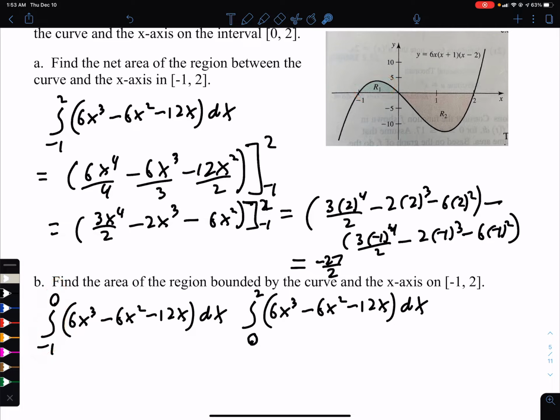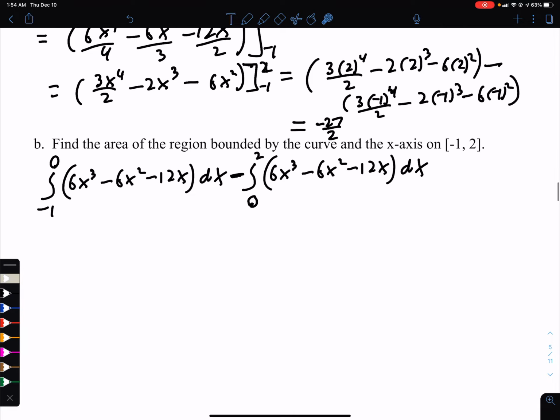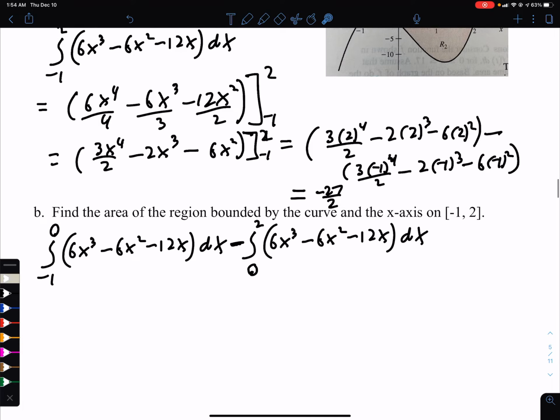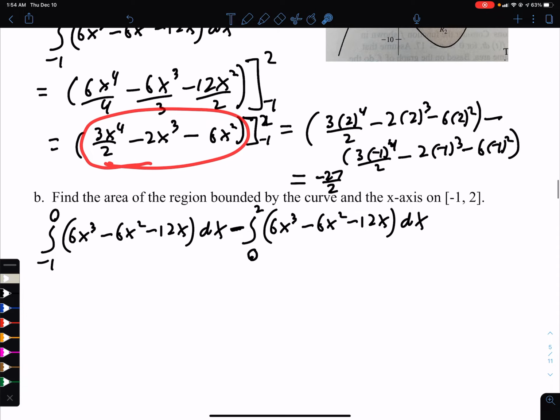And then this part's going to be negative, right? So 0 to 2 is going to be negative. But to make a negative positive, I'm going to subtract that. So I'm going to take this, which comes out negative, and then when I subtract it, it's going to make it positive. Okay? Well, we're going to get the same antiderivative. We're going to get that, or this. So I guess I'll just copy and paste that.